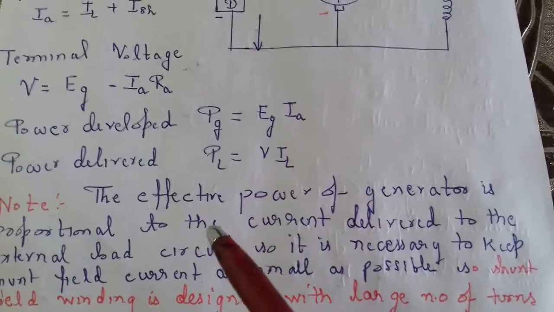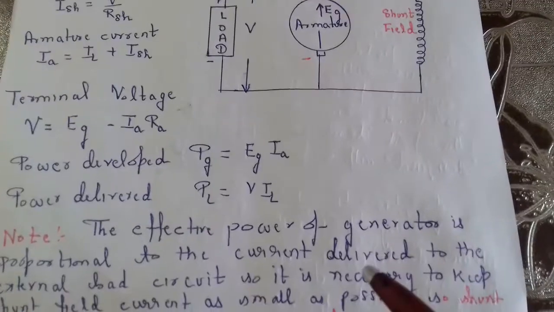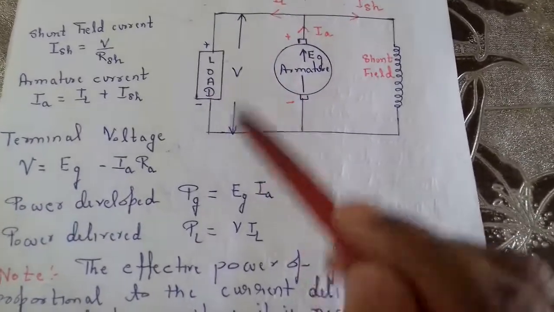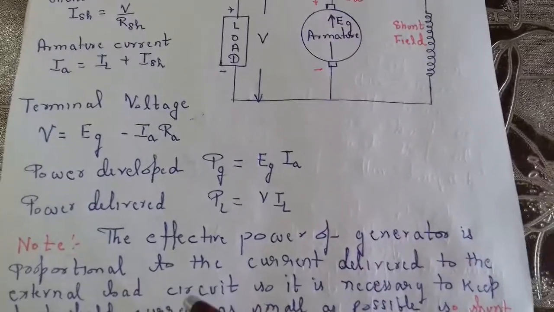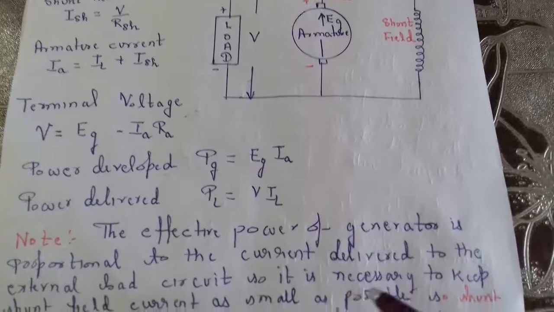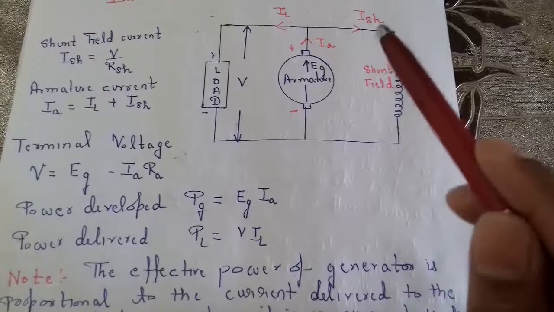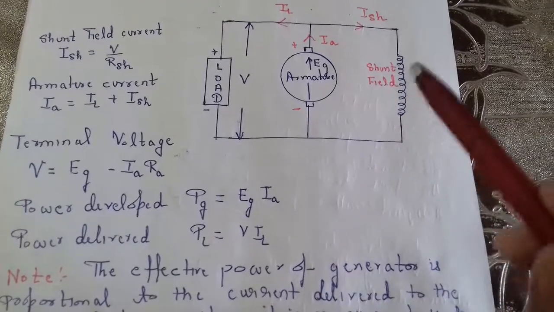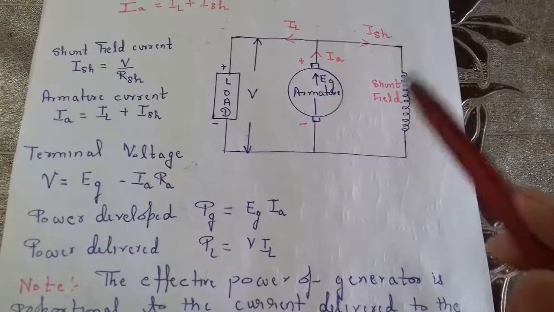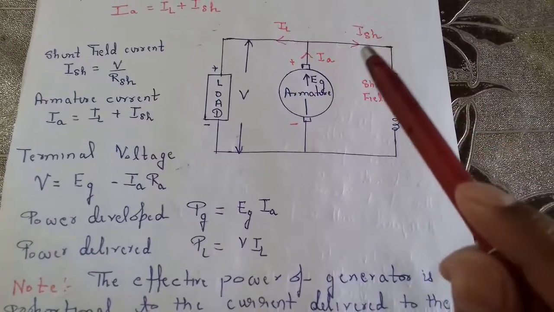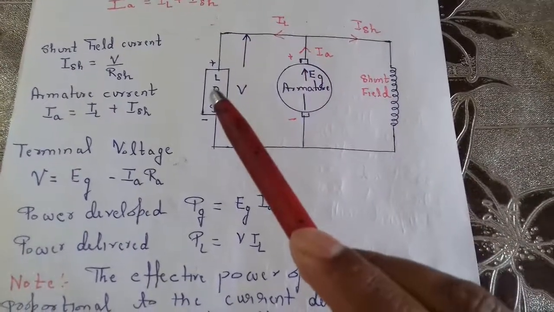Now the main part is that the effective power of the generator is proportional to the current delivered to the load. Meaning, how much power the load is getting depends on the current delivered to the load. So it is necessary to keep the field current Ish small. How will we reduce it? By increasing the number of turns. The shunt field winding has a greater number of turns in order to make the shunt current small in comparison to the load current, so that the power delivered to the load is more.